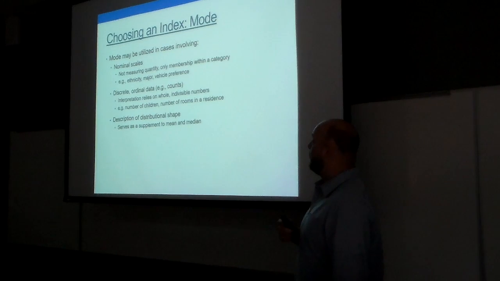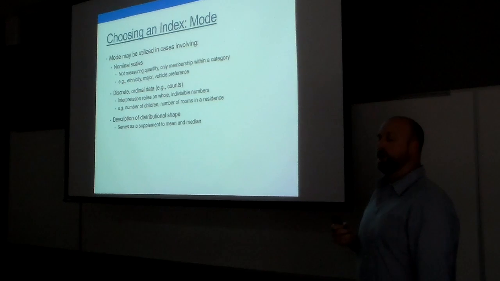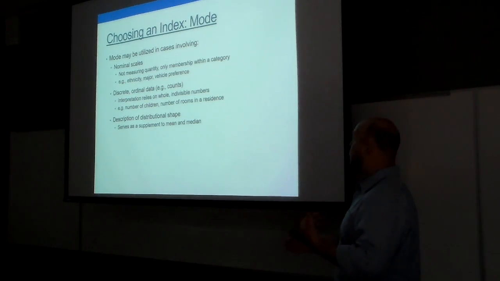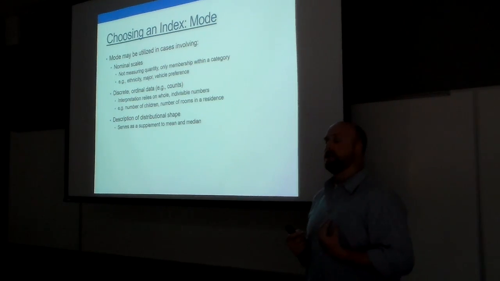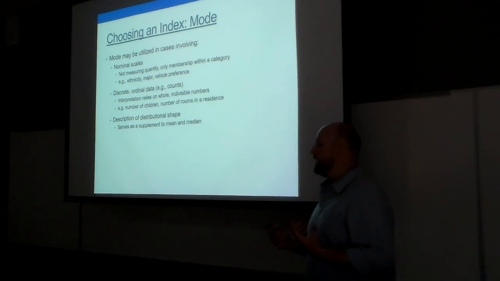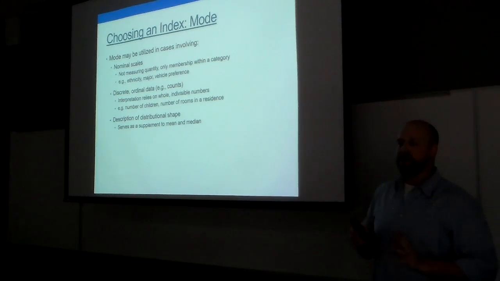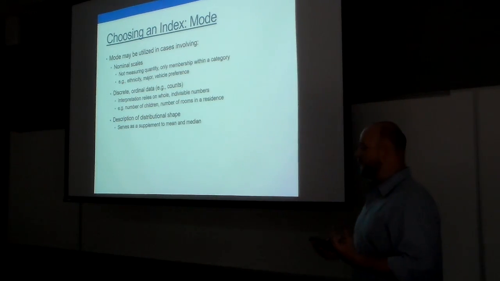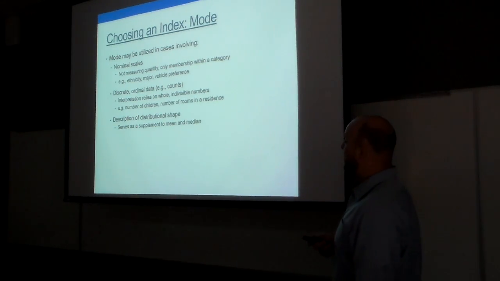All right, choosing the mode. We want to choose the mode if we've got nominal scales, right? If we've got true categorical data, things that can't be ordered, it's only membership in a certain category. If I'm looking at the distribution of majors at the university, mode is probably going to be my best bet, because I can't order majors at the university in some way that makes sense. It's just, I'm this major, I'm that major. Mode's going to be my best bet.